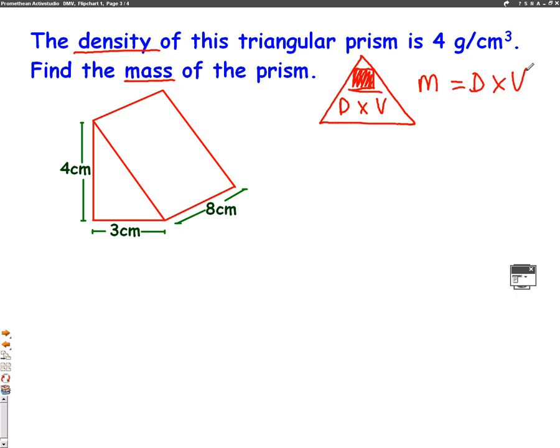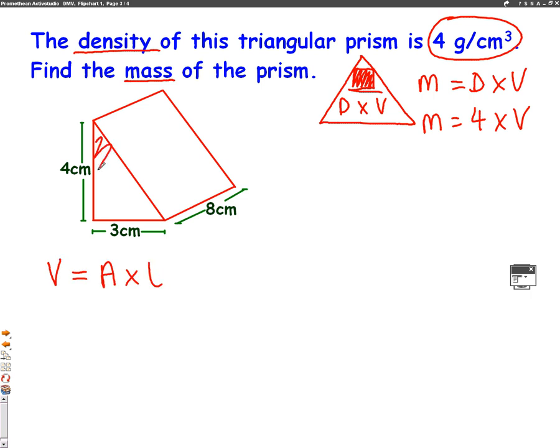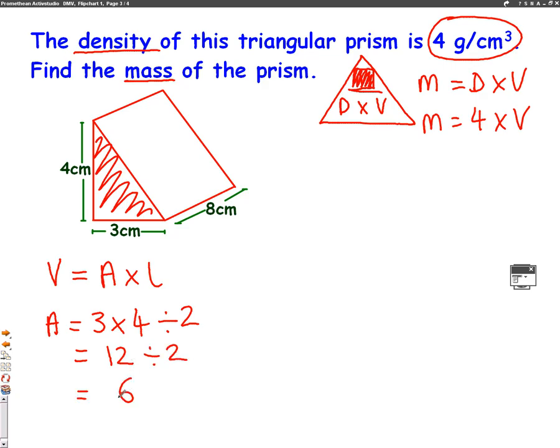Well, we know the density. It tells us in the question the density is 4. So mass equals 4 times the volume. What we have to do is work out the volume of this shape. So using the formula, volume is area times length. The area is this front face, which this time is a triangle. So the area for a triangle, we're going to do the bottom, which is 3, times how high it is, which is 4, divided by 2. Don't forget to divide by 2 with triangles. So 3 times 4 is 12, but divided by 2, that will give us an area of 6.